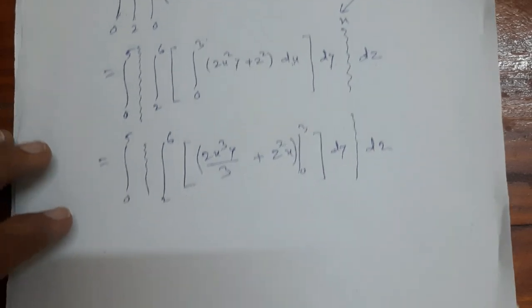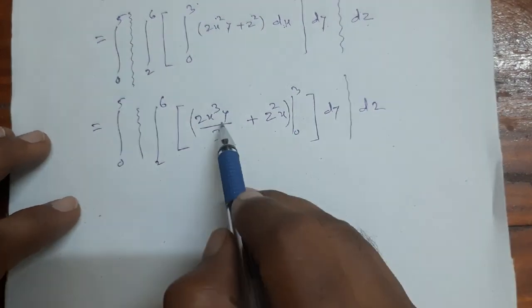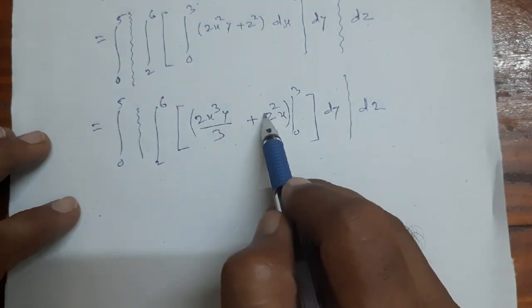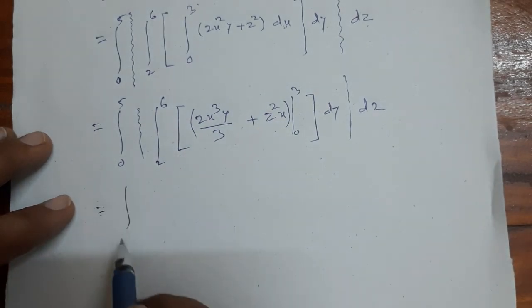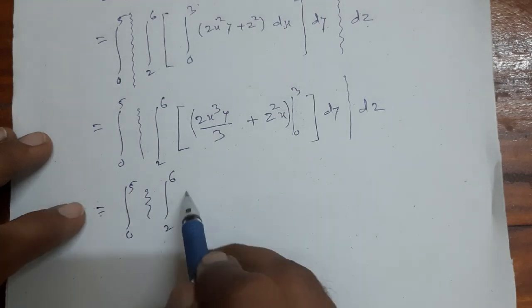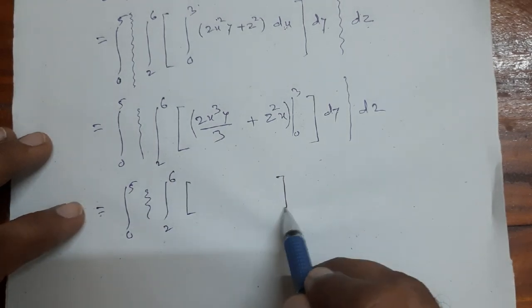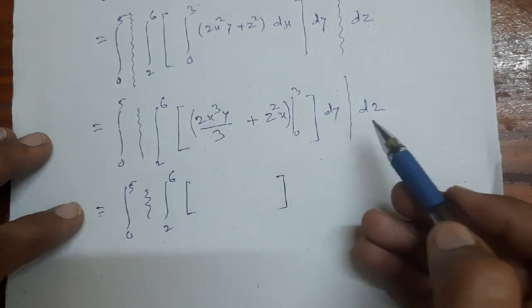That means wherever there is x, I will have to substitute 3. Remember that y and z are constant and therefore I will not change the values of y and z here, correct? Therefore, the next step will be integration 0 to 5, integration 2 to 6. Then I will have to substitute the upper limit. There is no need of substitution of lower limit here.